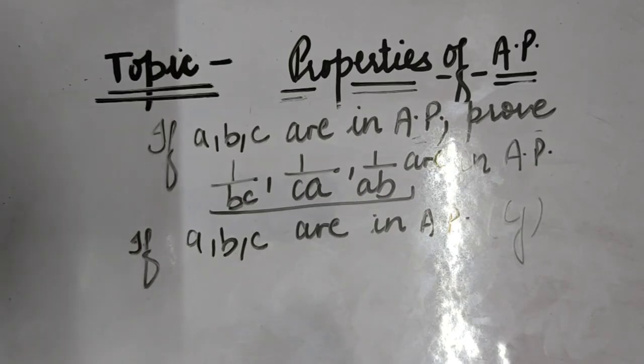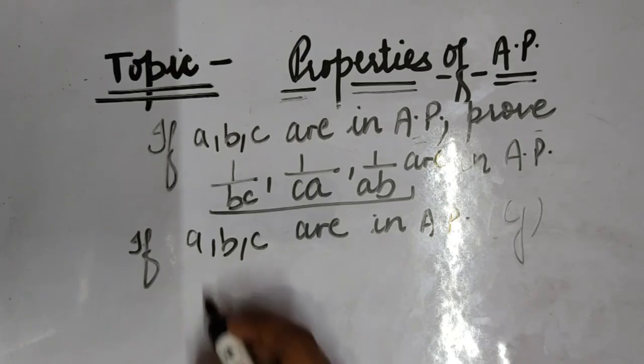Now see students, I'm using here property number 2. First of all, what was property number 2? Property number 2 was saying that if we multiply or divide each term of an AP by some number, then the resulting sequence will also be an AP, but the common difference will change. If we have multiplied each term by k, then the common difference will also get multiplied. If every term is divided by k, in that case the common difference will also get divided by k.